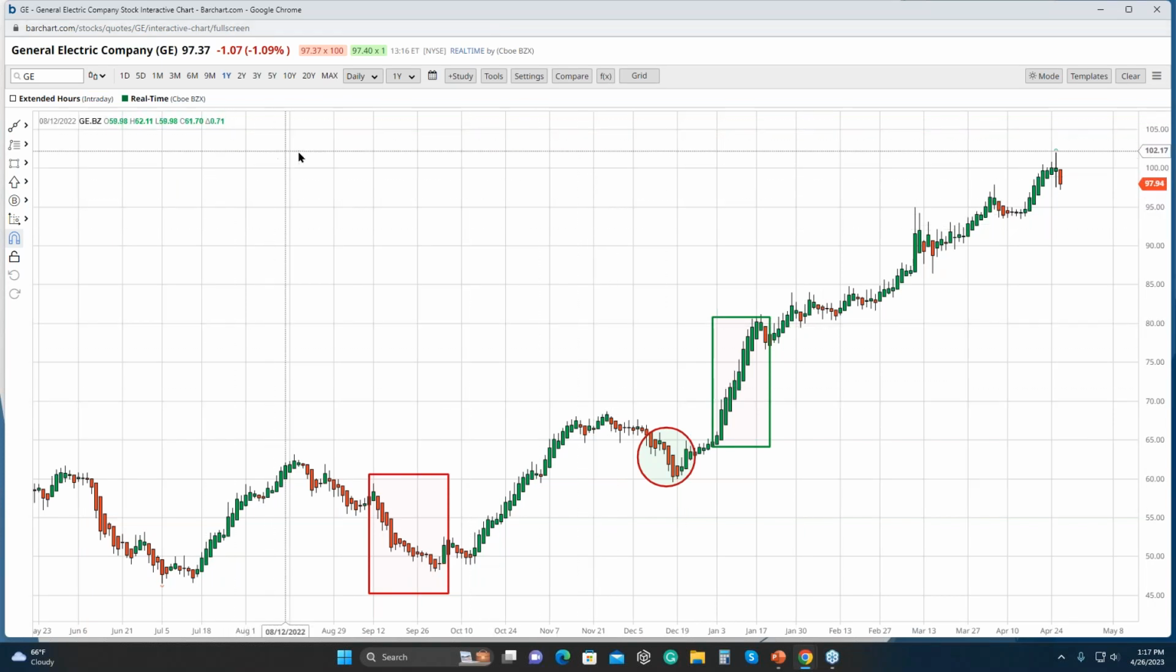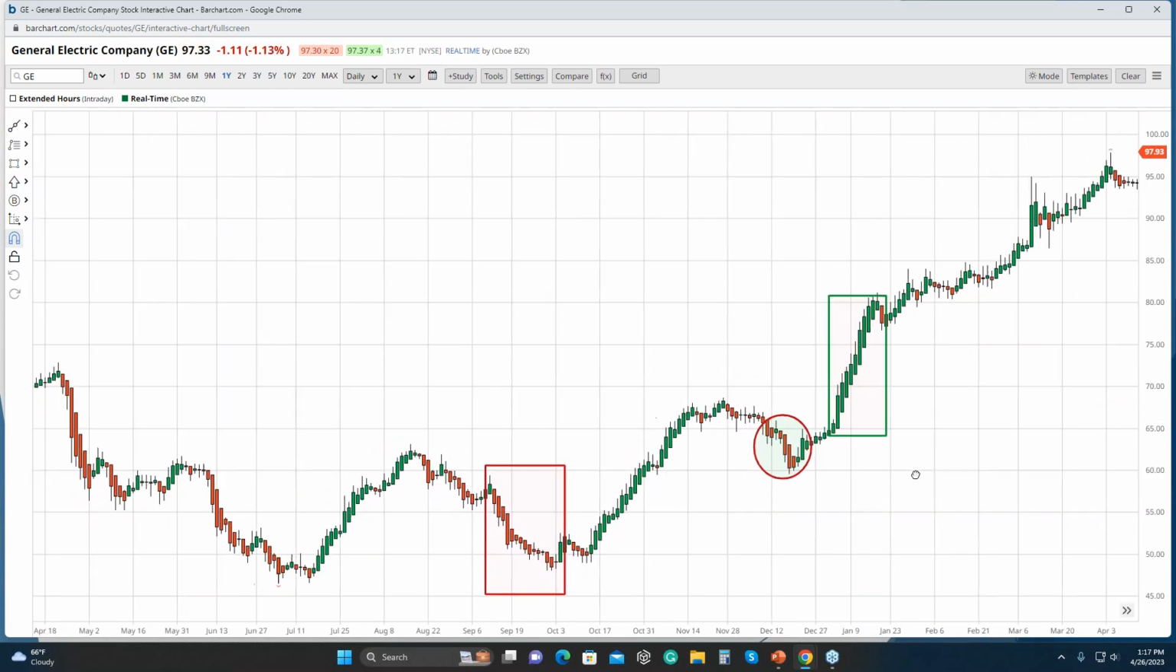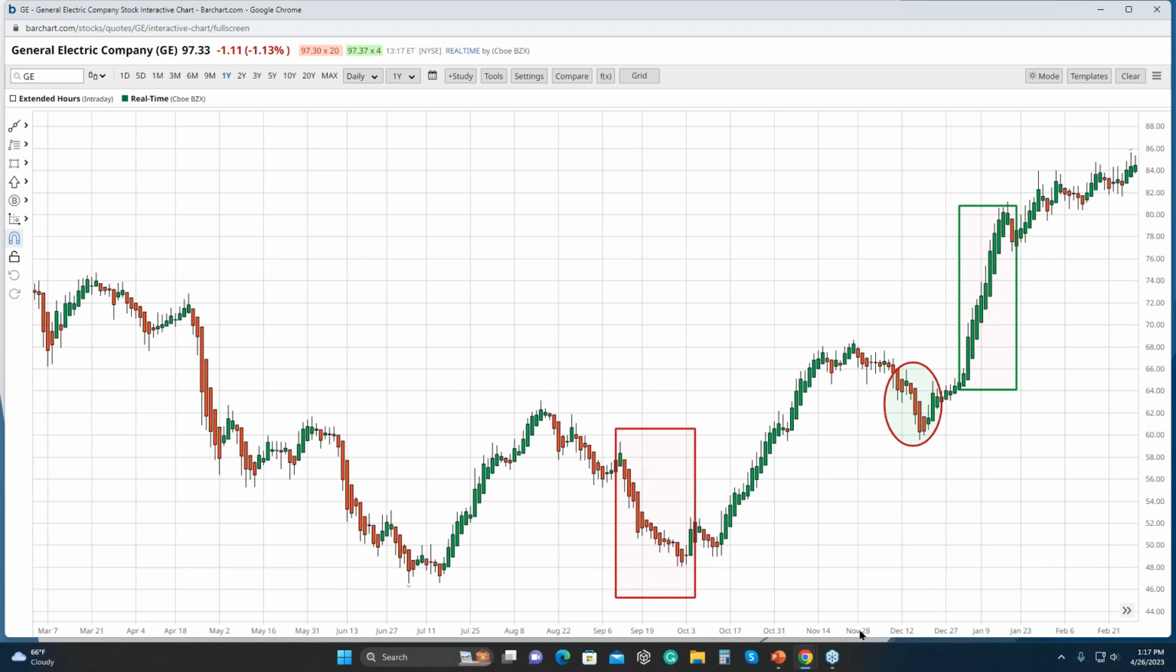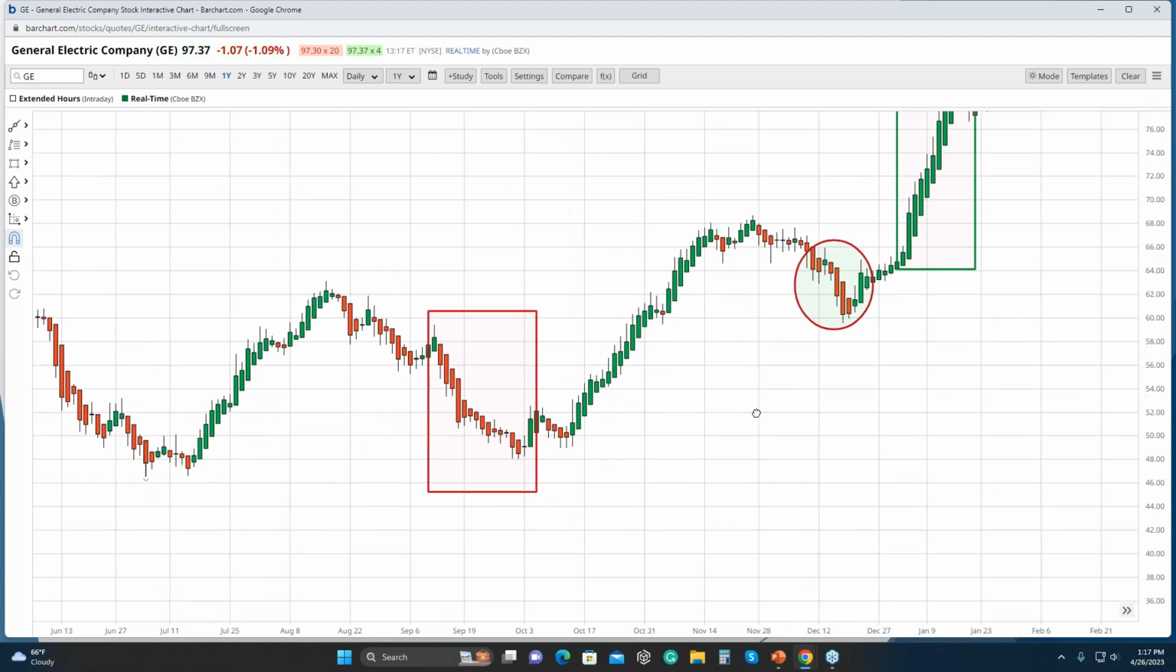All right, so let's go back. I'm getting GE here. And here on the red box, let's start with this one, where we have a downtrend. Let's make this a little bit bigger so we can see this. John, I'm going to interrupt you for a moment because I've got a number of people asking, how do you change your chart to show Heikin Ashi?